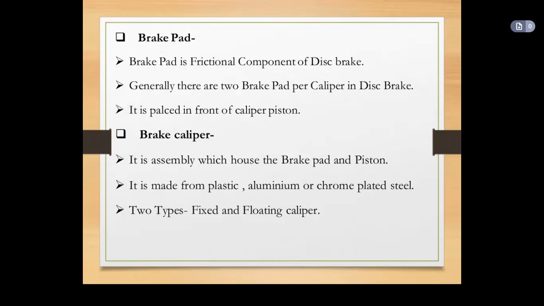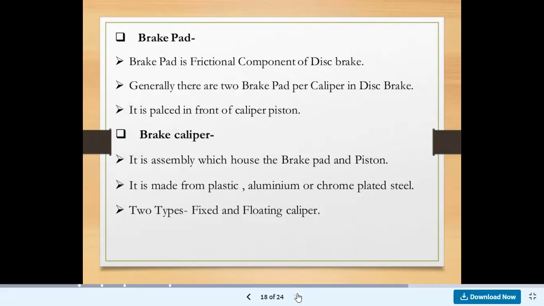And the brake caliper is the other thing. It is the assembly which houses the brake pad and piston. It is made from plastic, aluminium or chrome plated steel. Two different types, fixed and floating calipers, are available.